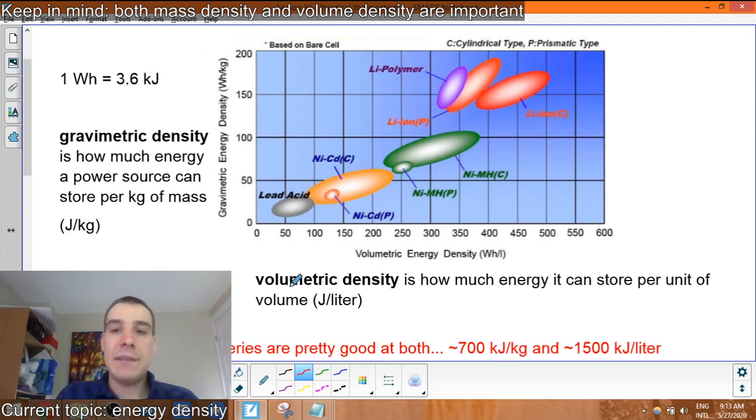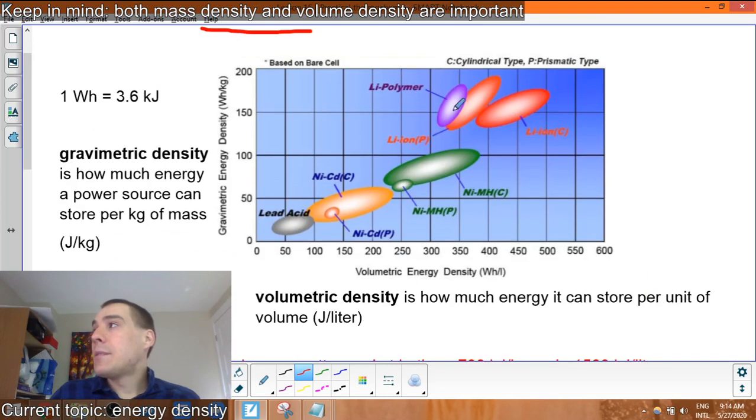Batteries take up space. If you have something with high gravimetric but low volumetric density, your car might go very far with a small battery, it might have a lot of energy in the battery, but if it's low volumetric, then it takes up a bunch of space. You might only get one person in there or whatever.